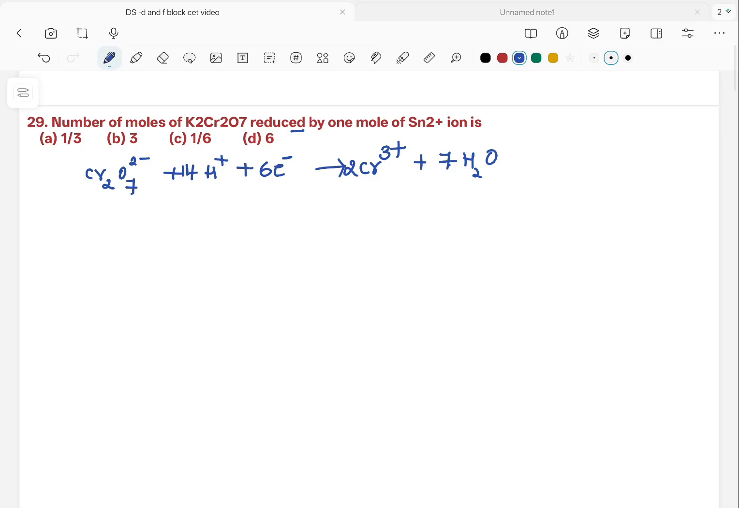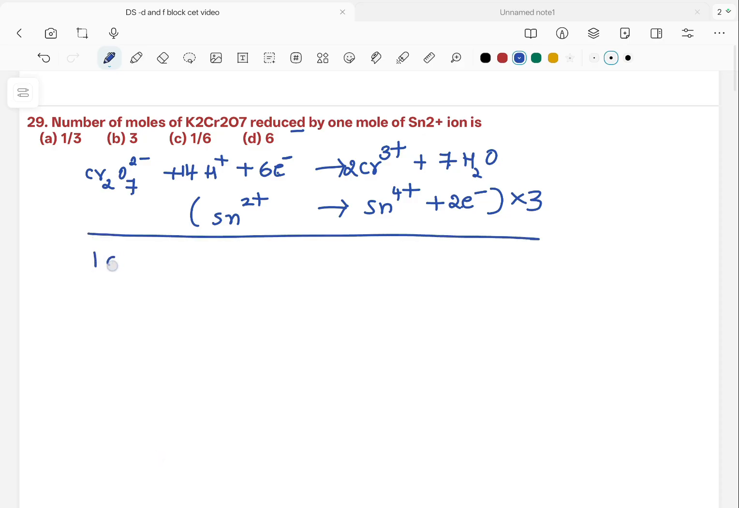Whereas stannous, in the presence of dichromate ion, will get oxidized to stannic ion. When we balance the charges, we have to add 2 electrons on the stannic ion side. Now, to balance the number of electrons in the reduction and oxidation reaction, we will multiply the whole reaction by 3. So, finally, we end up with 1 dichromate ion will oxidize 3 moles of stannous ions.